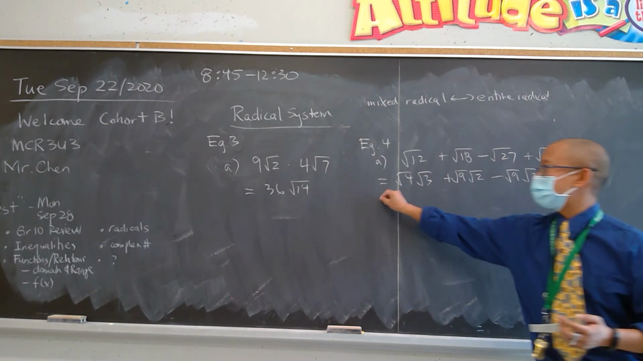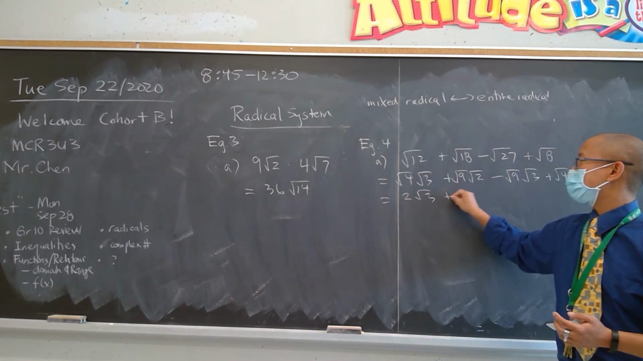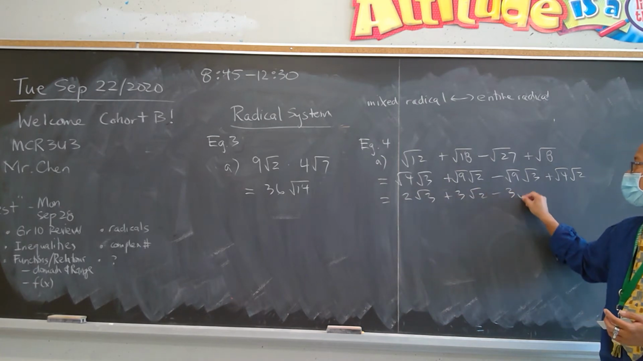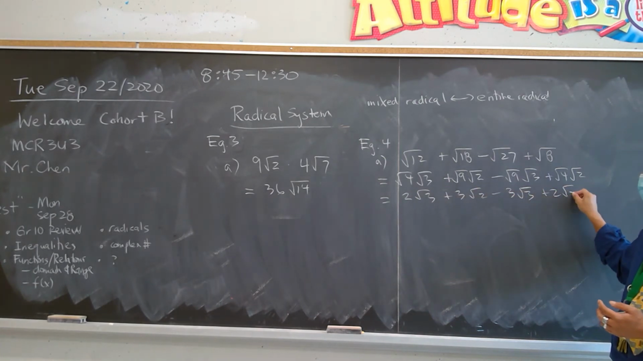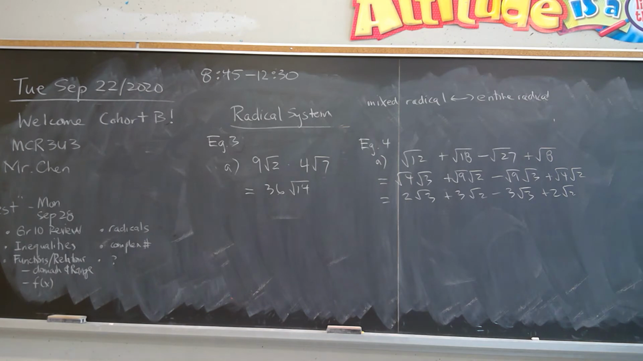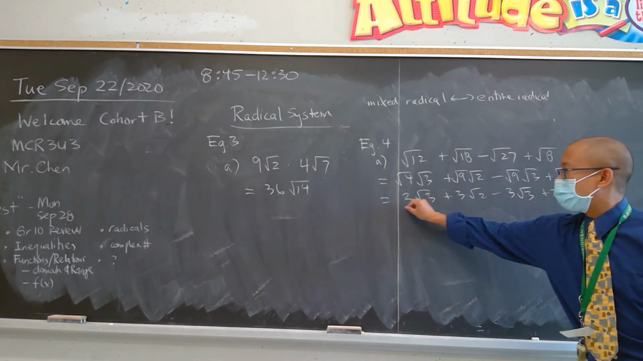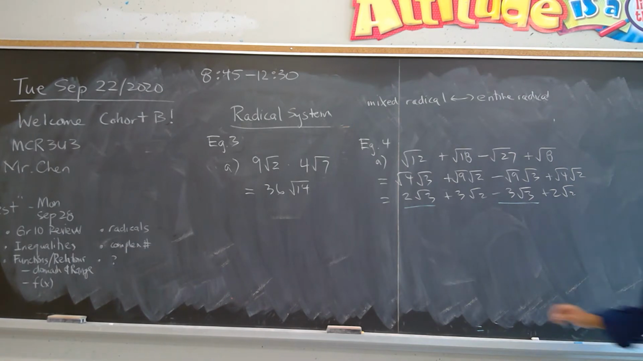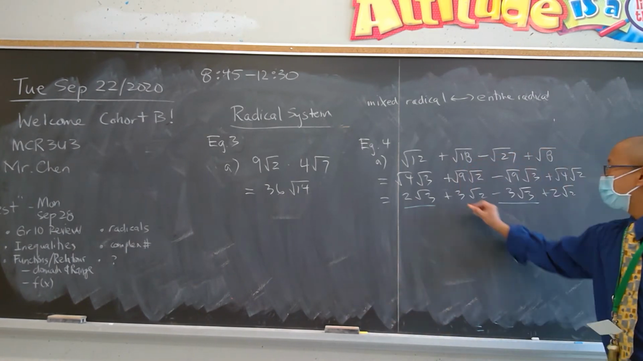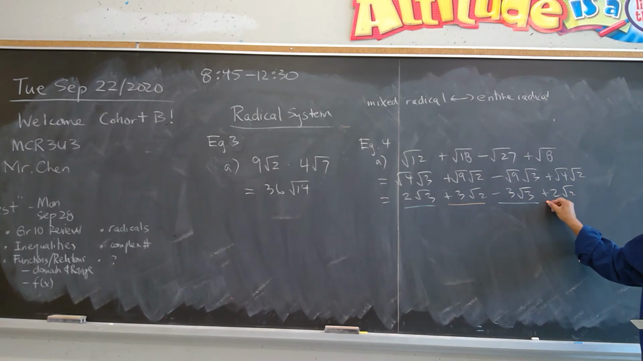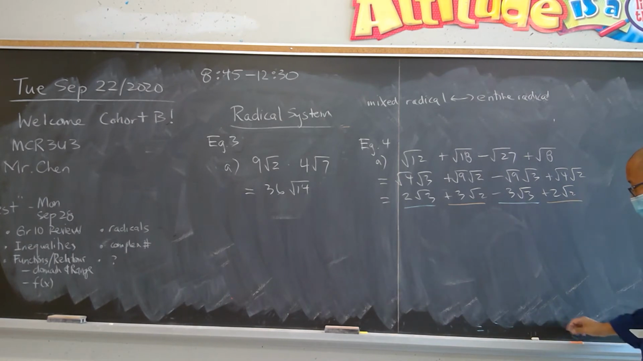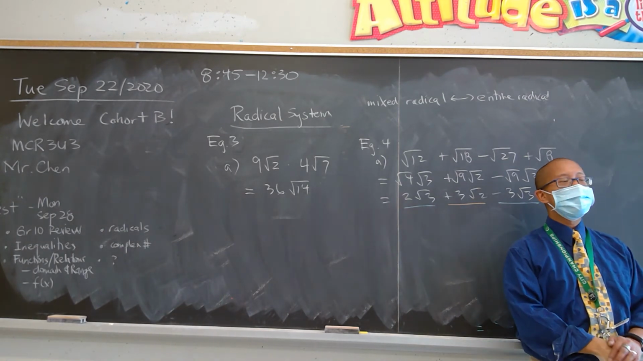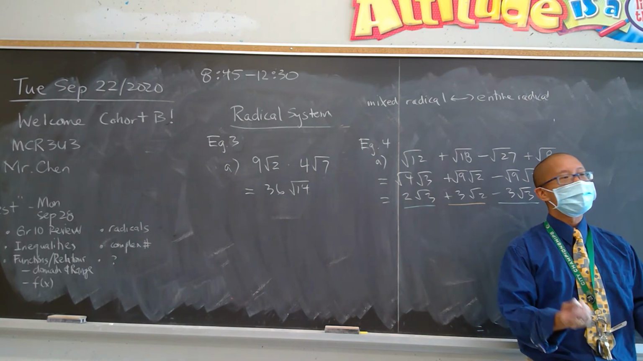So then we do the next step. We get 2 root 3 plus 3 root 2 minus 3 root 3 plus 2 root 2. And again, to collect the like terms, this 2 root 3 and this negative 3 root 3 are like terms. And this positive 3 root 2 and this positive 2 root 2 are the other like terms. And when collecting like terms, we simply add or subtract coefficients.